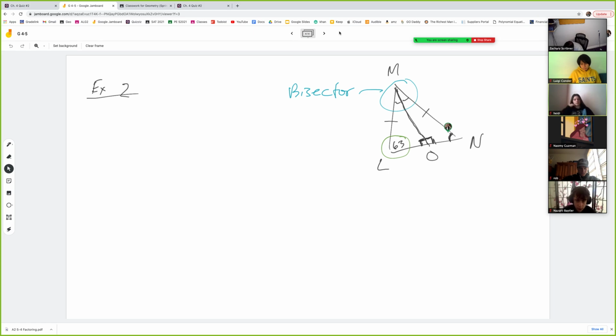This angle, well, let's just say this angle right here is 63, okay? And we know that because of the isosceles triangle theorem, all right? So the question is, find the value of y.